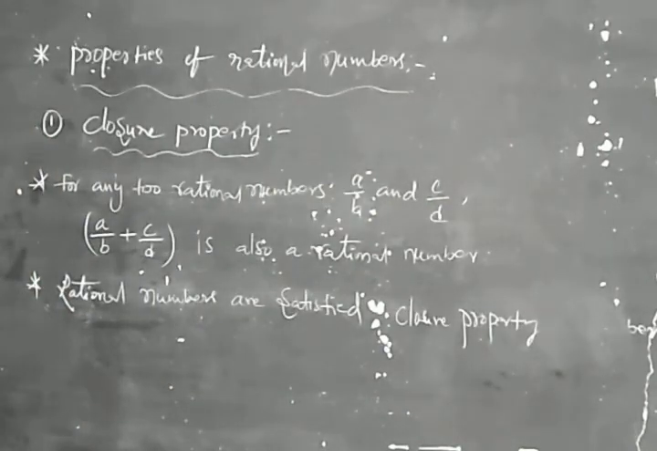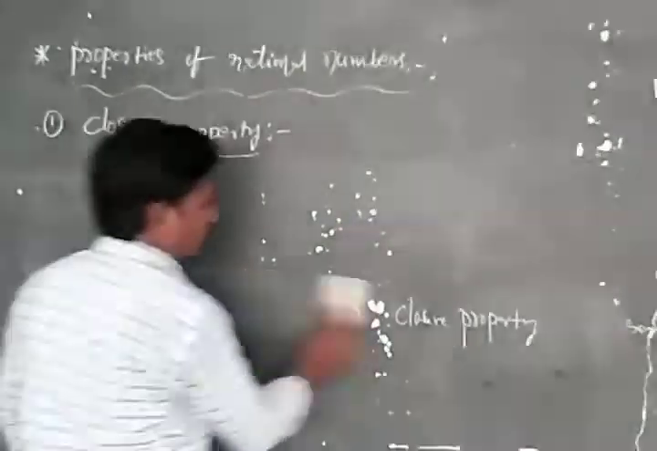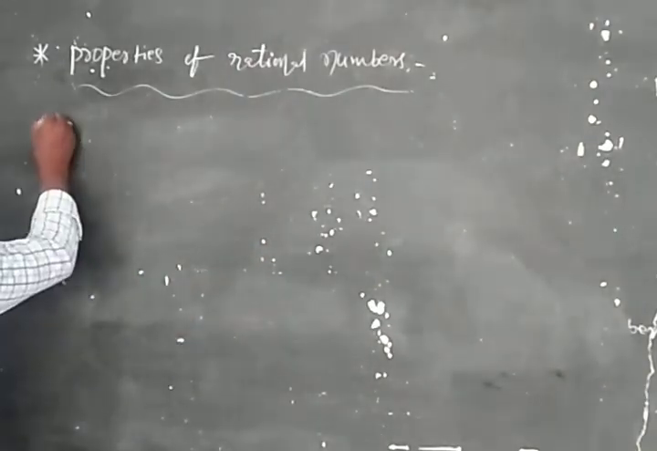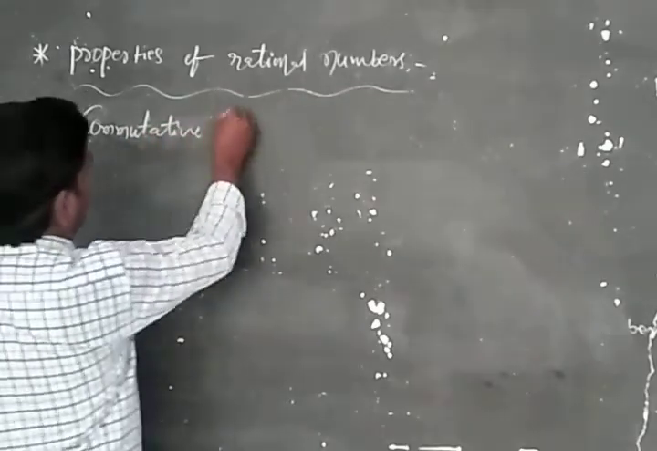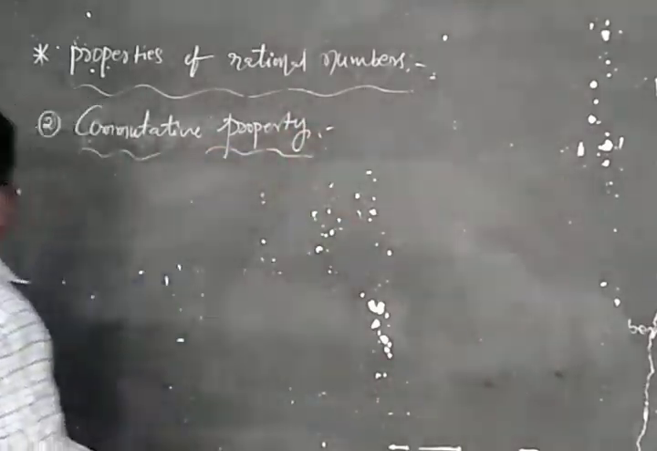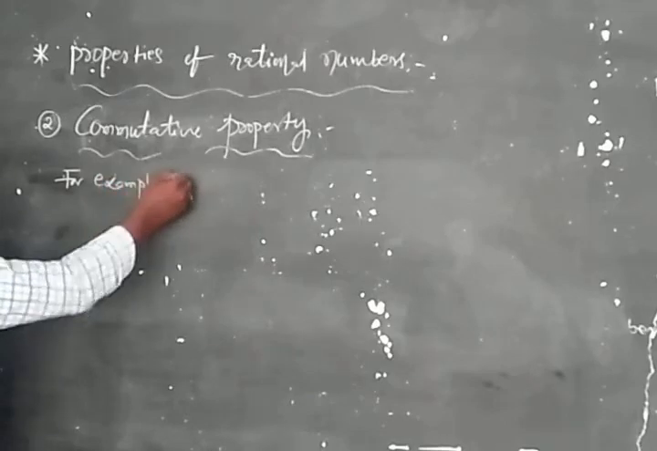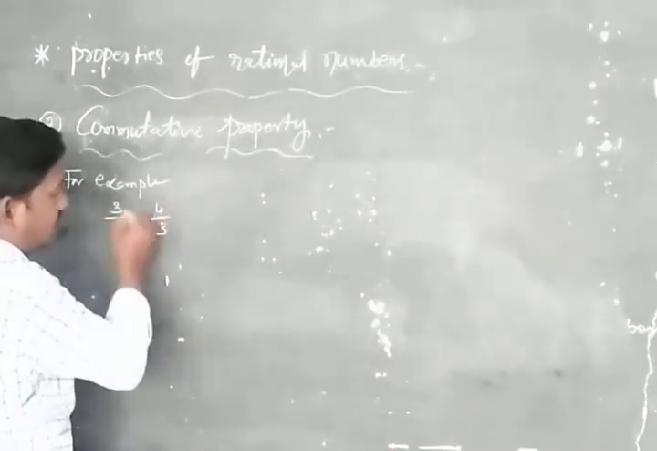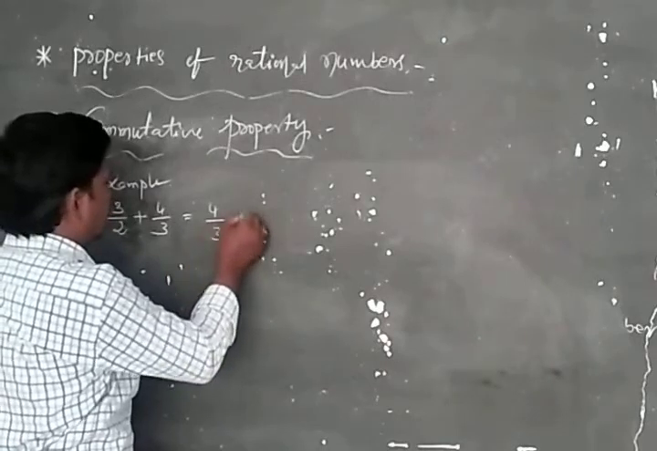And the next one, commutative property. For example, 3 by 2 plus 4 by 3 equals 4 by 3 plus 3 by 2.